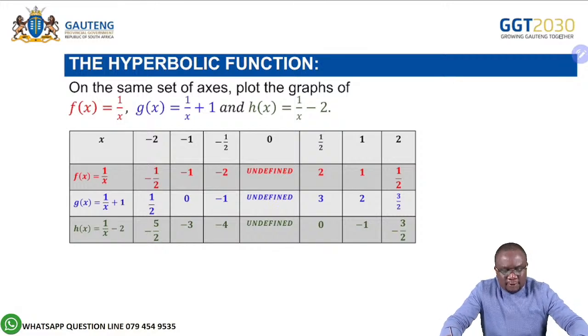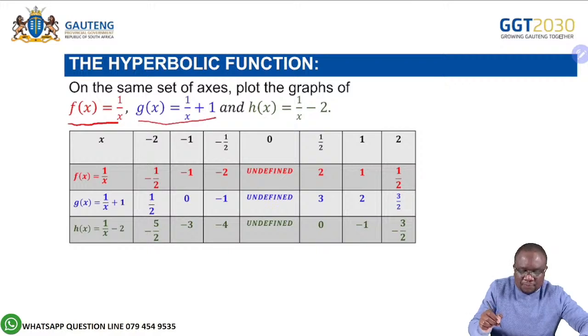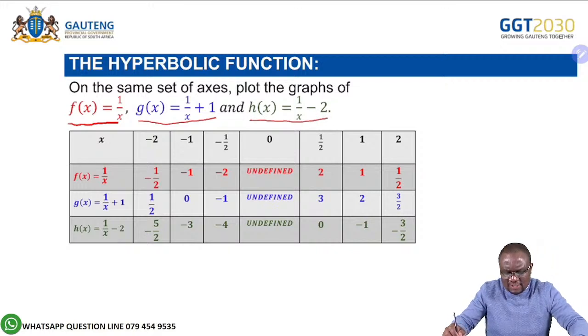On the same set of axes, plot the graphs of f of x equals 1 over x, then f of x equals 1 over x plus q, and then h of x equals 1 over x minus 2. What is changing here? It is the value of q.